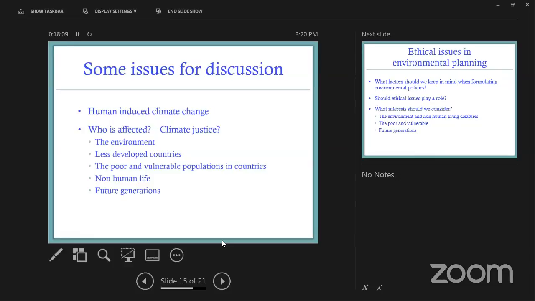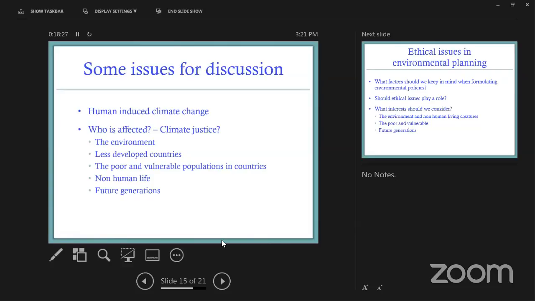So based on these points, let's look at climate change, human-induced climate change. So who is affected by climate change? And where does this concept of climate justice, the injustice of climate change, come in? The ethics and the values of how we are going to deal with climate change.